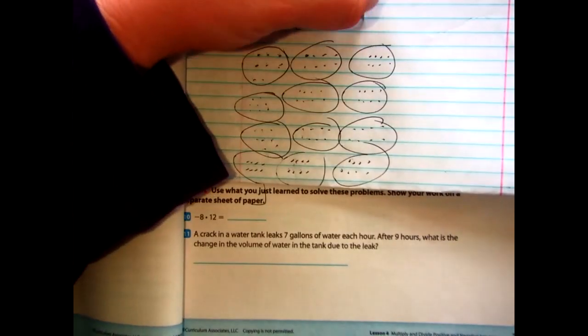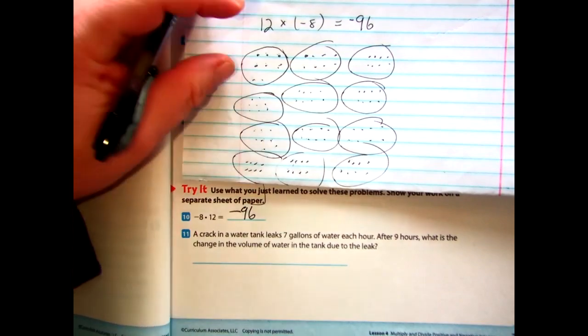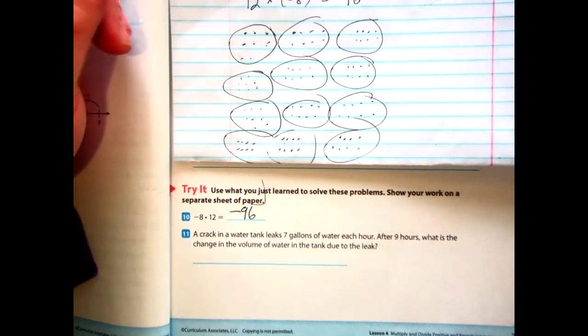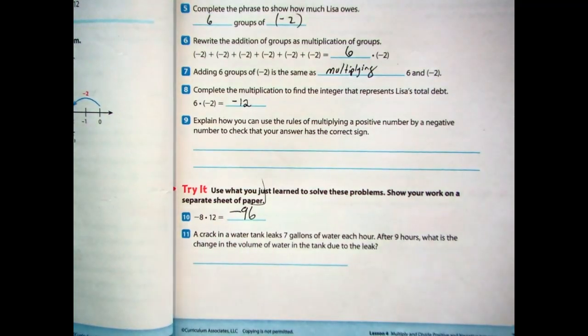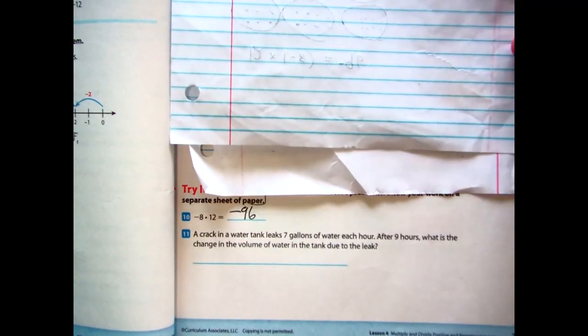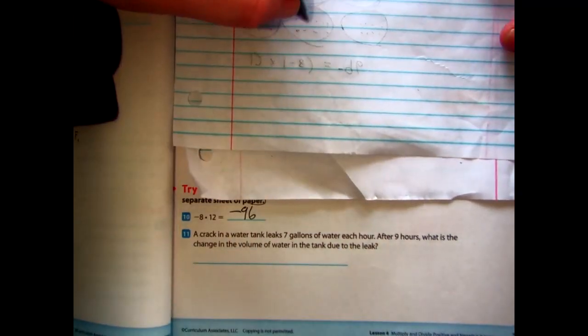So this is equal to 96, but this is negative. Next: a crack in the water tank leaks 7 gallons of water each hour. After 9 hours, what is the change in the volume of water in the tank due to the leak? So, I have a crack in the water tank that leaks 7 gallons an hour.